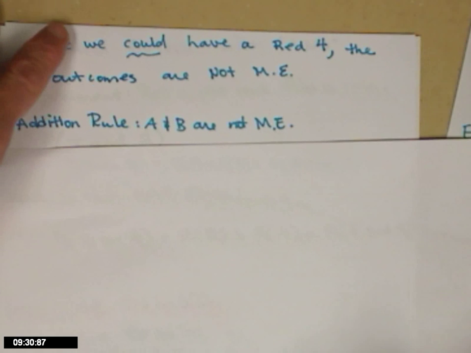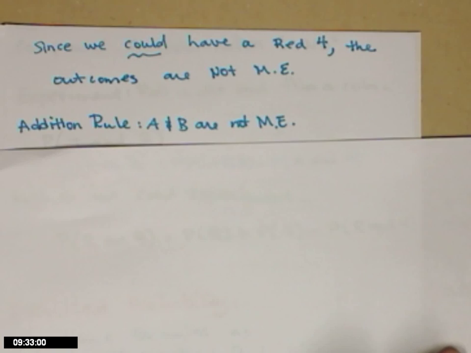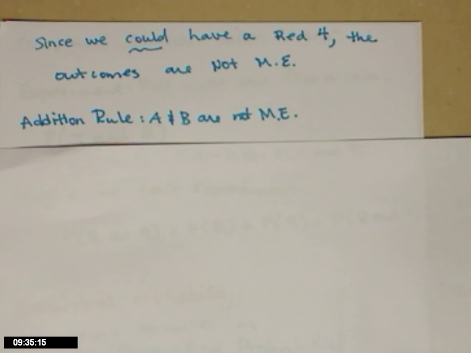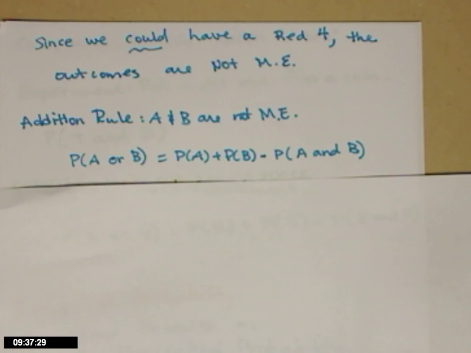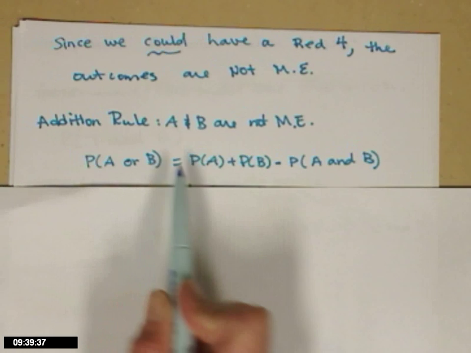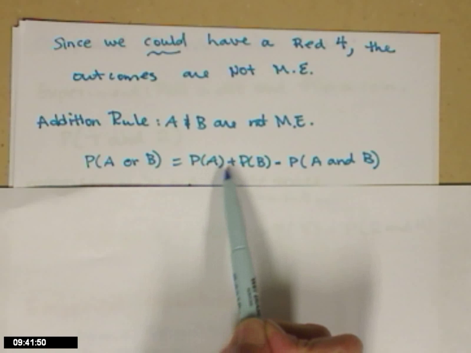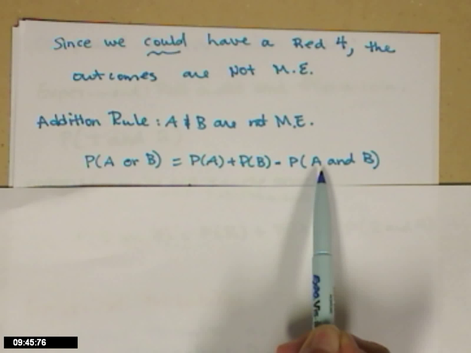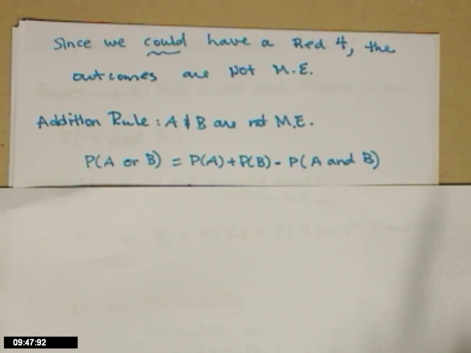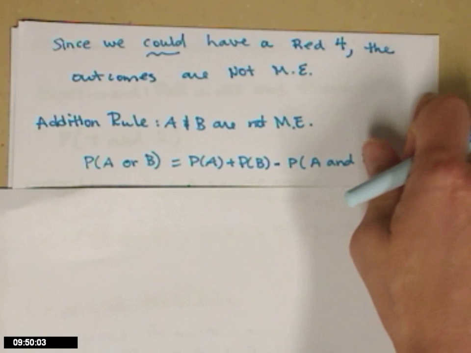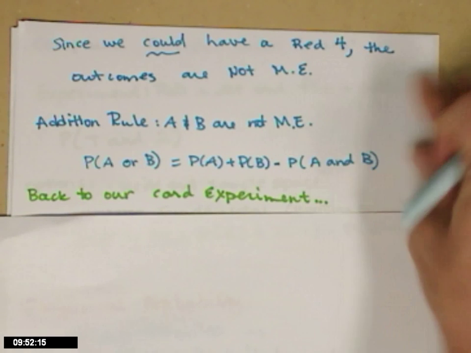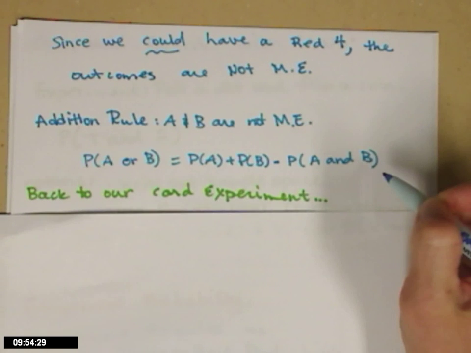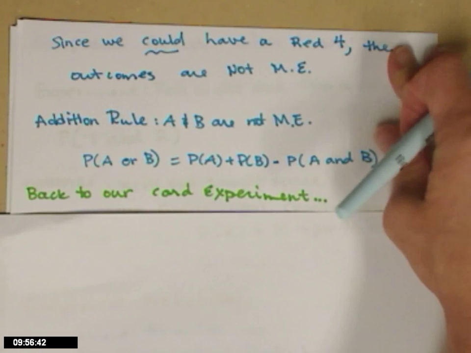Here we go. So new addition rule. If A and B are not mutually exclusive, then the probability of A or B equals the probability of A plus the probability of B minus the probability of A and B. Okay. So I'll explain what this A and B represents here in just a second.